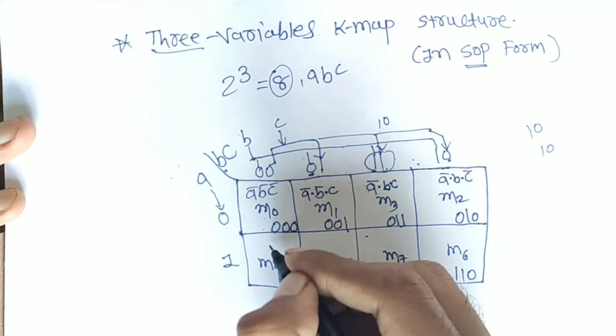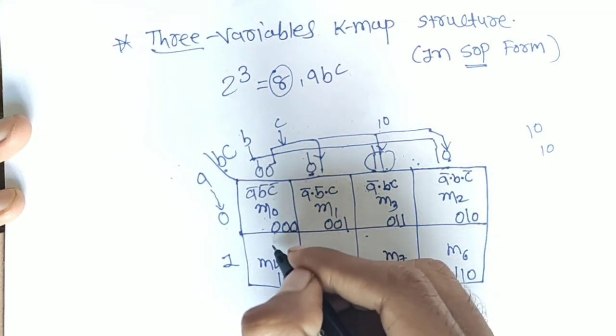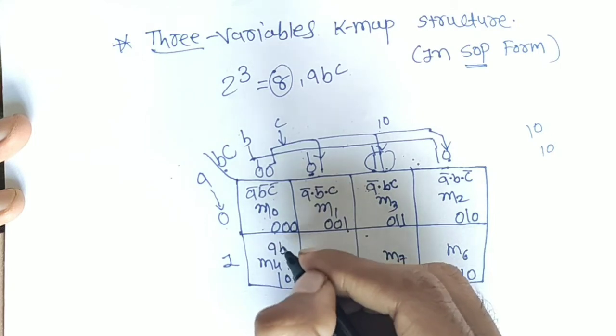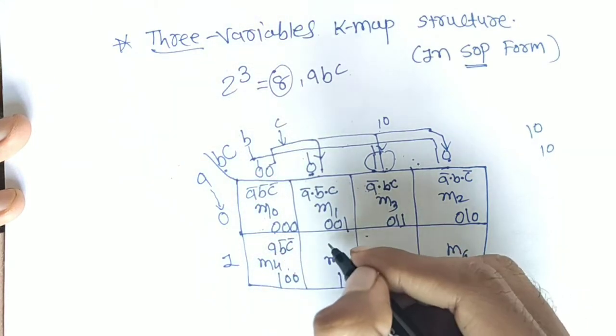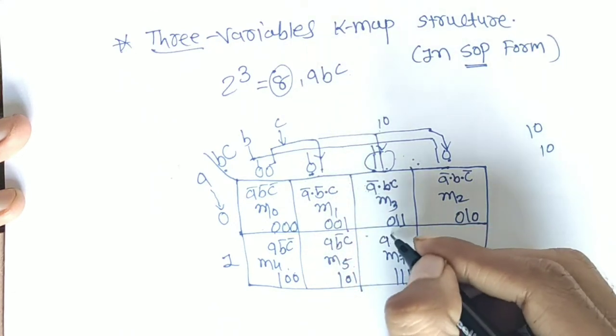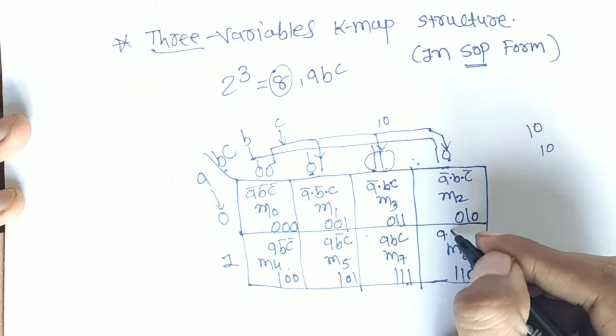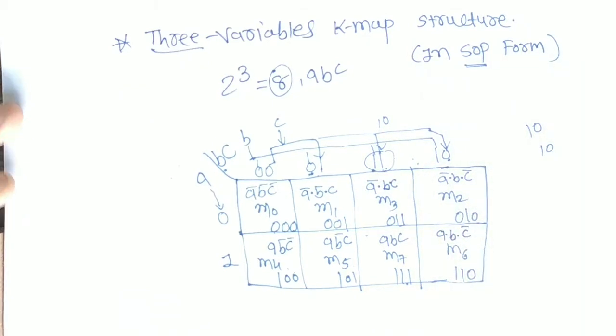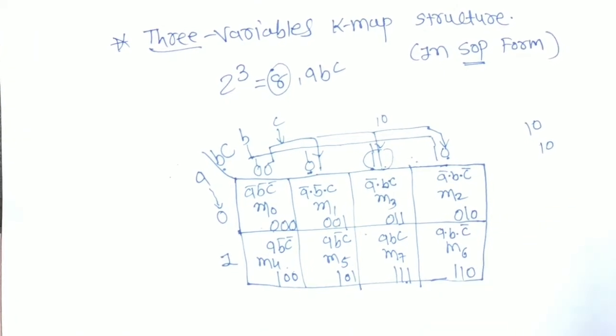Here A is 1. So A, B bar, C bar. Here is A, B bar, C. Here is A, B and C. Here is A dot B dot C bar. Right? So this is the address of each and every cell of the 3 variable K-map in the form of SOP, sum of products. Right? Now we can discuss the 4 variable K-map in SOP form.